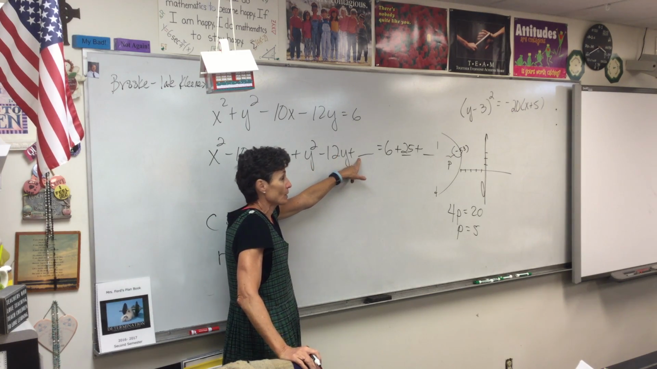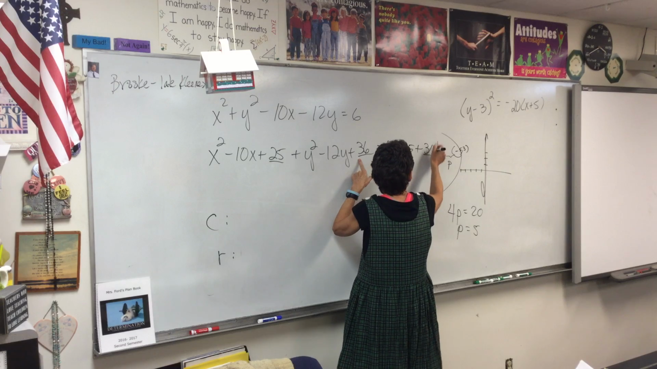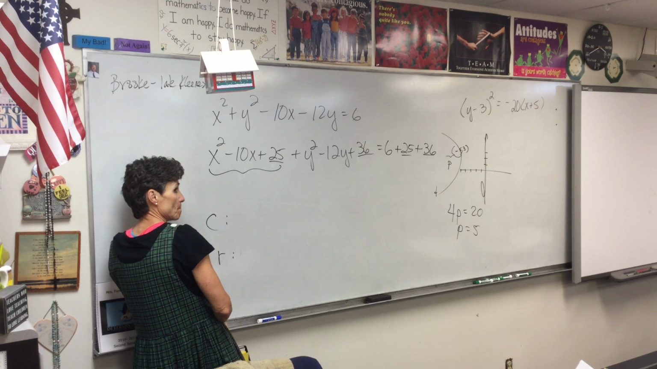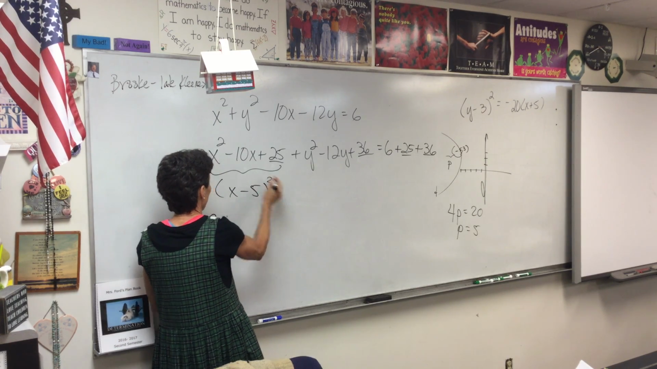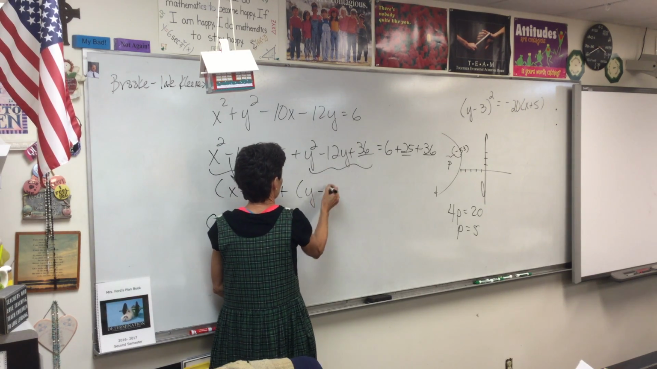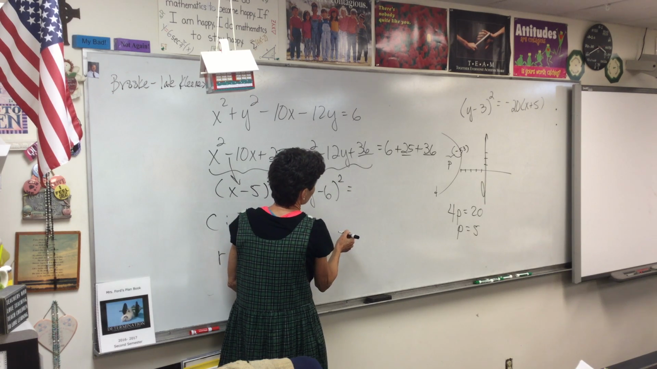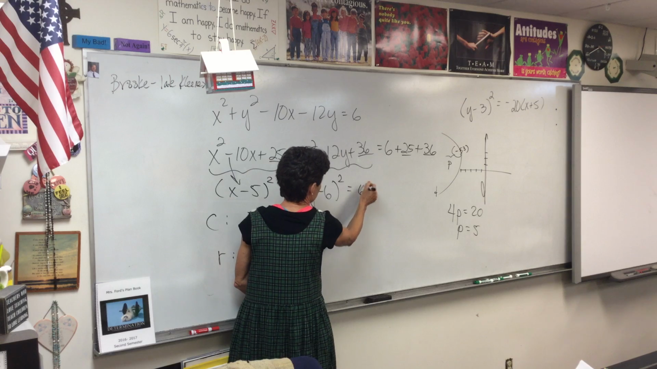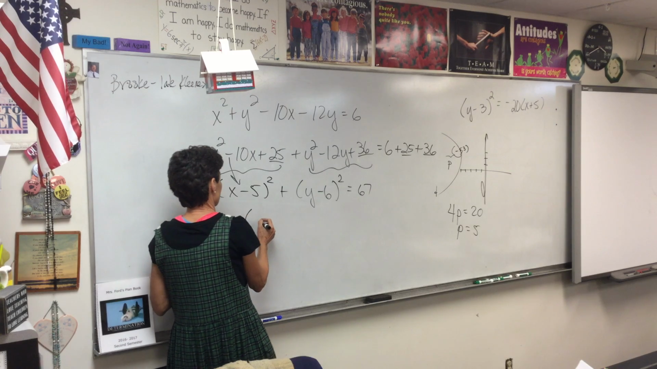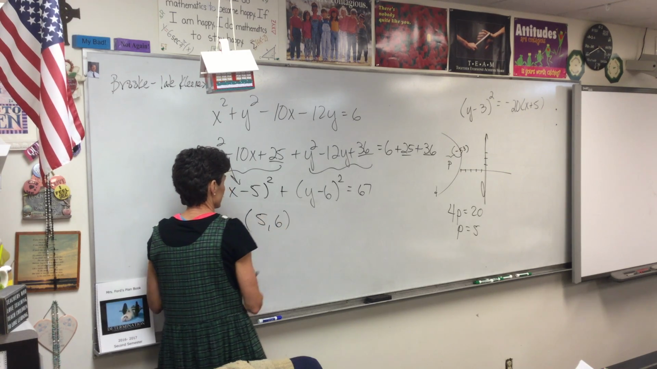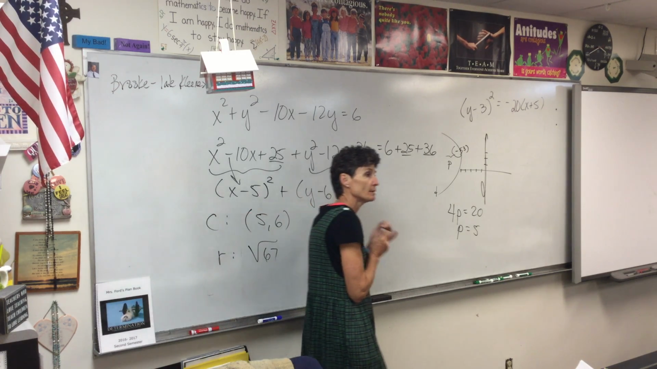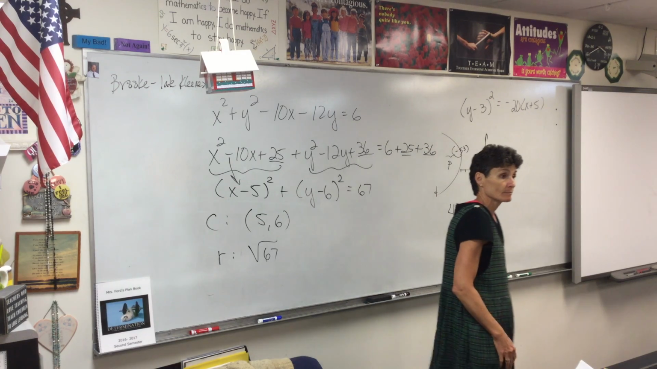What number goes here? 36. So this is a square. What square is it? X minus 5. Watch it, minus. This is a square: y minus 6. And that is 67. What's my center? 5, 6. What's my radius? There you go. So there are the 2 questions that are on Wednesday's quiz. Okay?